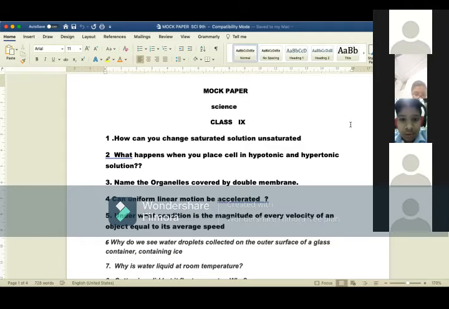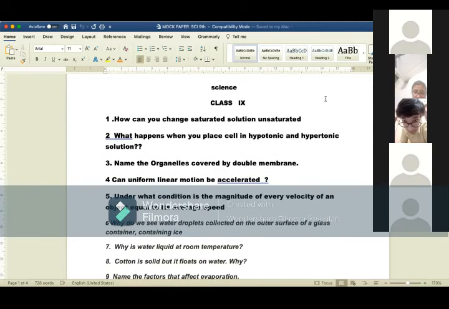Yes, give your answer. Can uniform linear motion be accelerated? No, ma'am. Why? Ma'am, the direction of the motion is fixed and it has a constant speed. The direction is fixed and the speed is constant.